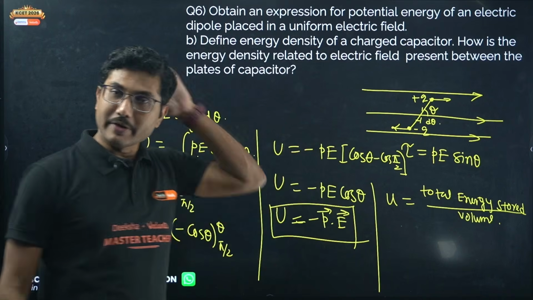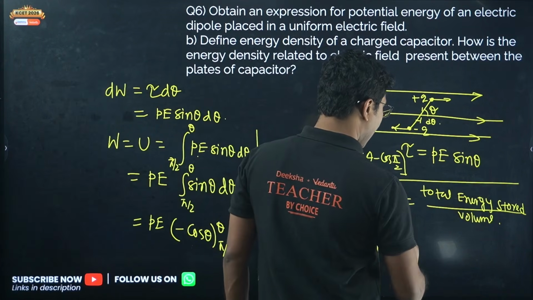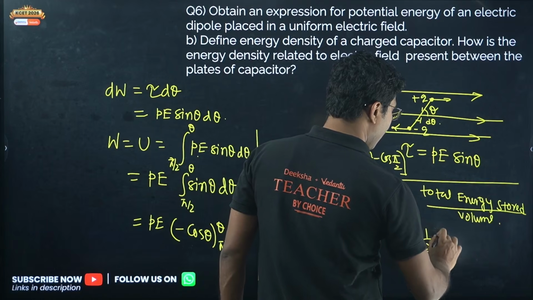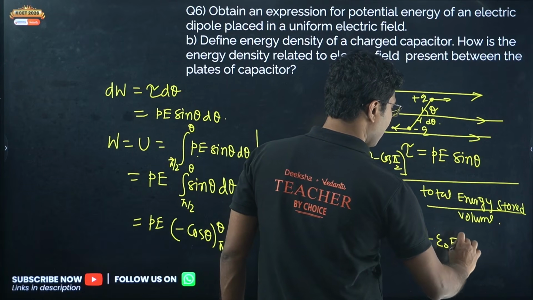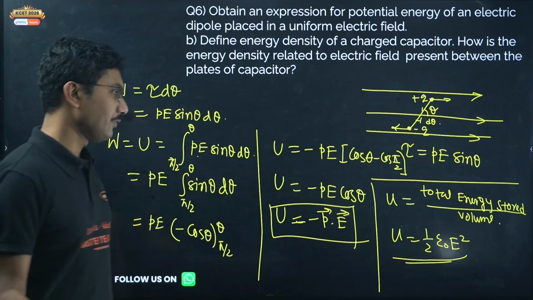Total energy stored divided by volume of the capacitor is called energy density of a capacitor, and it is given by half epsilon naught E square. Okay, this is the expression for energy density in terms of electric field.